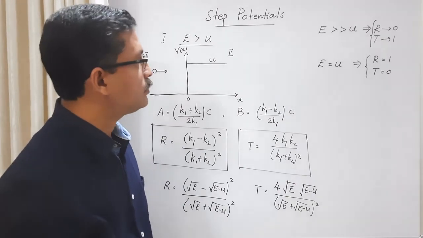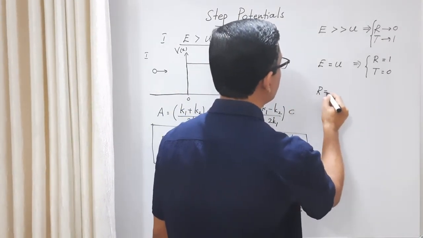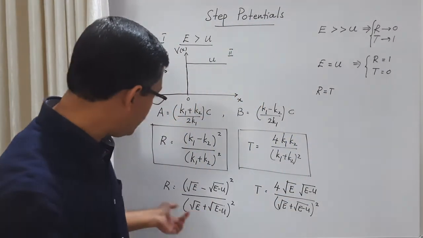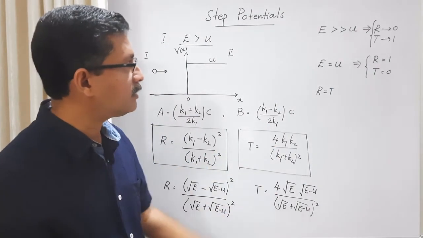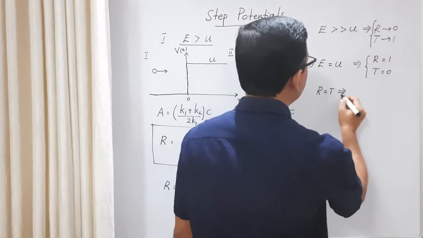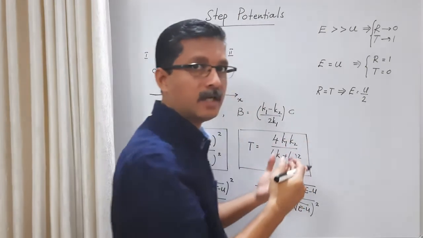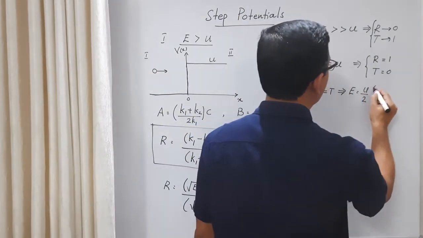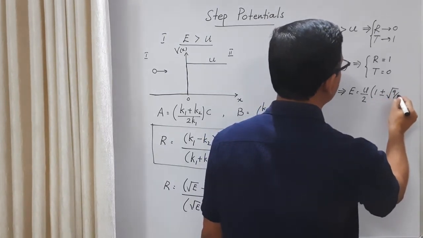Now let's find out when reflection probability and transmission probability are equal. For that you can equate these and work it out. I am not doing that algebra. You can do that, it's very easy. What you will see is that you will get a quadratic equation in energy and you will get two roots. Energy is equal to U by 2 times 1 plus or minus square root of 9 by 8.